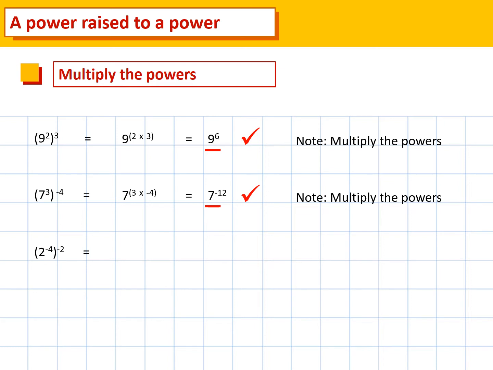2 to the power of negative 4 raised to the power of negative 2. We multiply the powers, just be careful here. A negative 4 times a negative 2 will be positive 8.